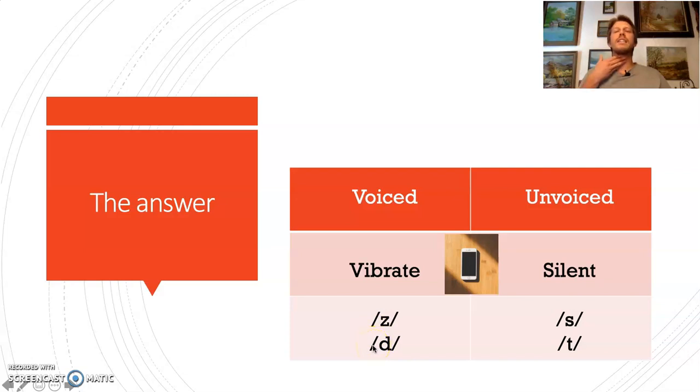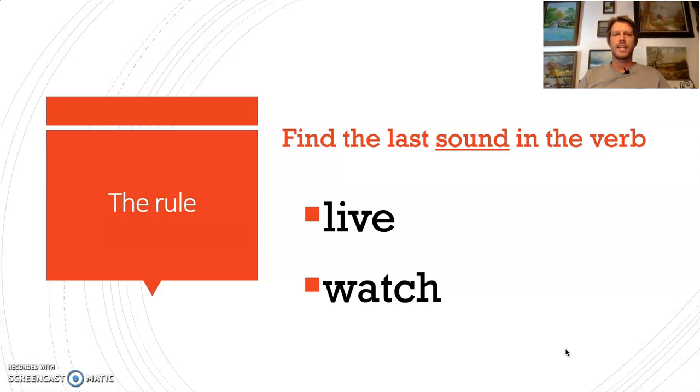Again, put your hand here and say z, z, z. Now say s, s, s. Feel the difference? Put your hand here and say d, d, d. You feel it vibrate. When you put your hand here and say t, t, t, it doesn't vibrate. So, let's look at some verbs.